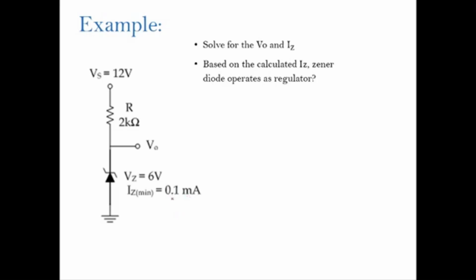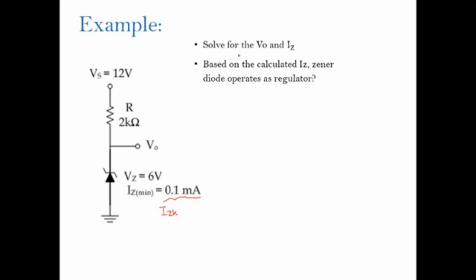Iz minimum. In the previous slide we had the term called Izk, the Zener current at the knee voltage. So this is actually almost the same, a similar symbol. Izk means Izk minimum. So let's say this is given: Izk minimum is 0.1 milliampere.